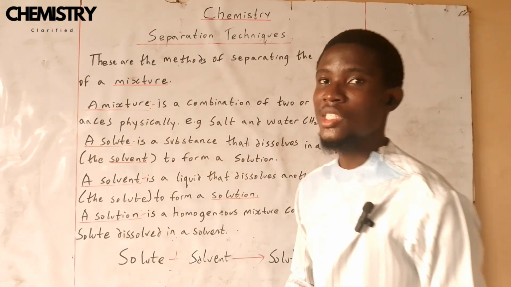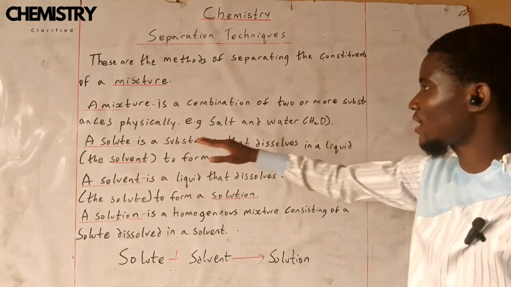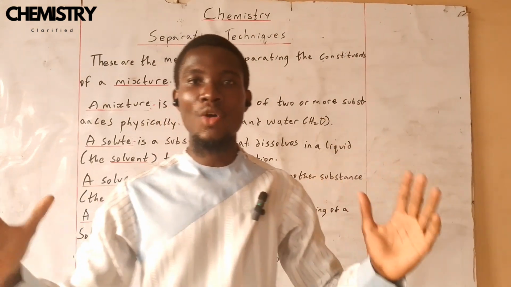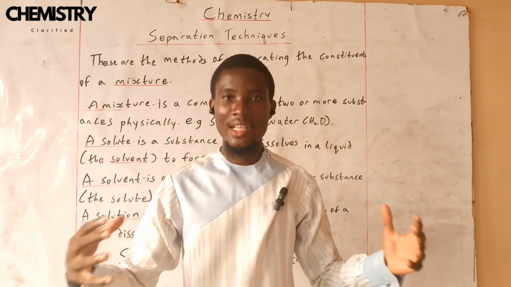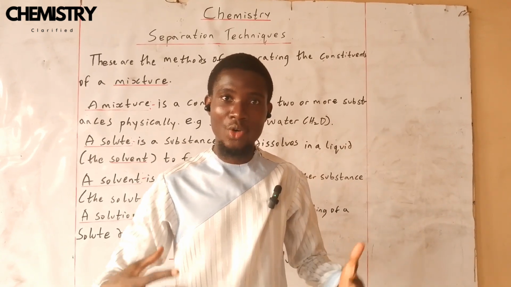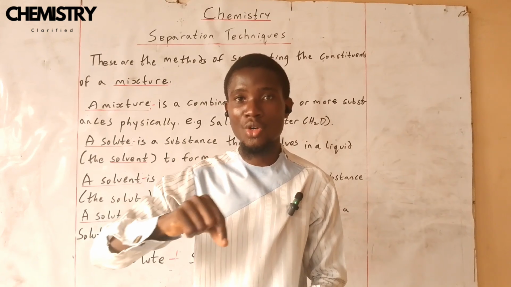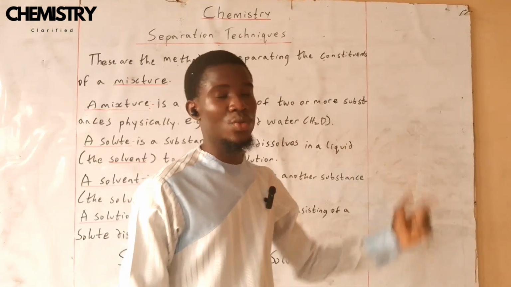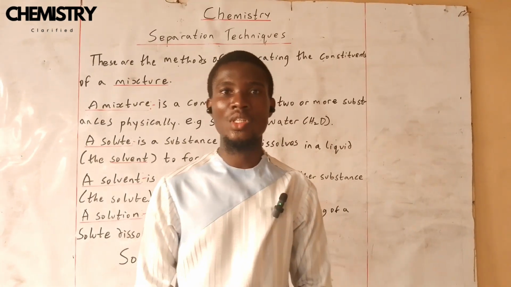In chemistry, we say a mixture is a combination of two or more substances. Physically, that is, the two substances that are combining are only doing so physically. They are not combining in a chemical reaction. They are not undergoing a chemical change. Example, dissolving salt in water, as given here. Dissolving salt in water. Water is also known as H2O. Another example is mixing sand with water.